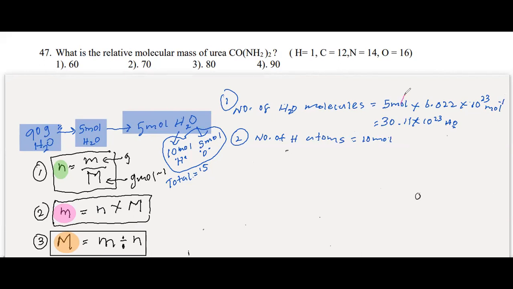Look at the screen, everyone. Mole per mole get cancelled. This is the final answer. So that is H2O molecules here, right? Not atoms. That is the answer. Then the next question: number of atoms is 10 moles into what? 6.022 into 10 to the power 23 per mole.